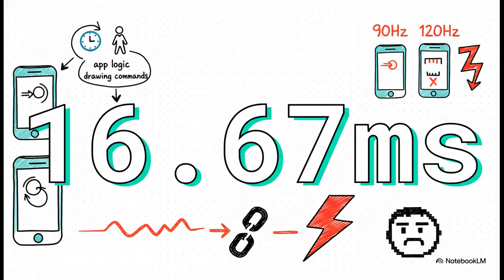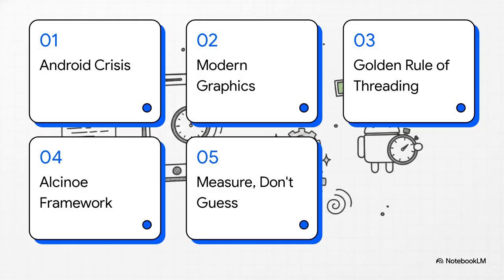And it gets worse. Modern phones have 90, even 120 Hz displays. On those, your budget shrinks to a crazy 11 milliseconds, or even 8. This isn't a suggestion. It's just the cold, hard physics of how we perceive motion. Every single millisecond matters. So how are we going to tackle this? Well, we've got a clear plan.